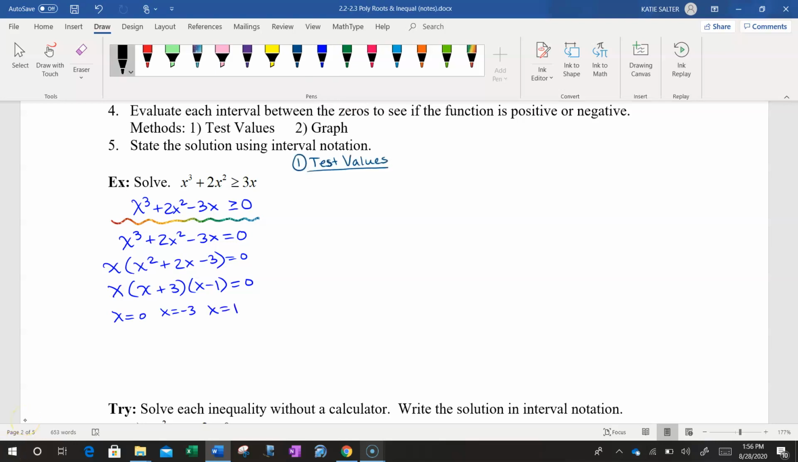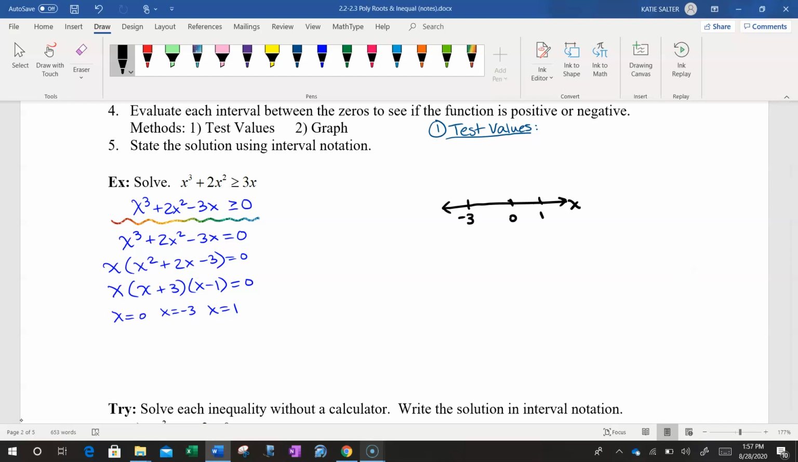So the first method is where we test values. Regardless of which method you're going to use, you always are going to draw a number line. So I'm going to come down here, I'm going to draw a number line. On my number line, I'm going to put the zeros of the polynomial. It's important when you put your zeros on the number line that you put them in the correct order. If you don't, you're going to get the wrong answer. This number line pretty much represents our x-axis.